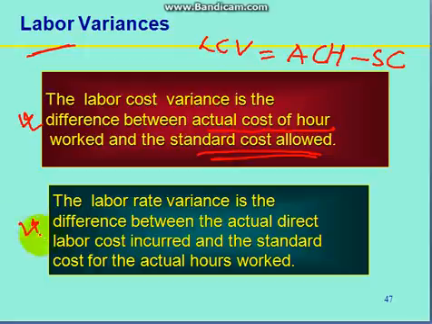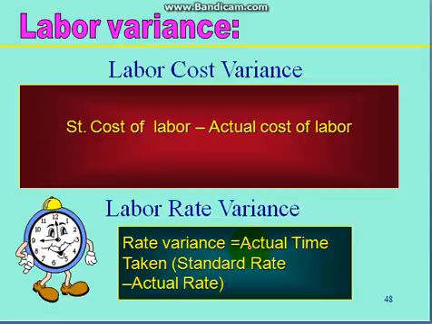So the labor rate variance is actually the difference between the actual direct labor cost which is incurred and the standard cost of labor hours worked. So these labor variances are very important. Let us take first labor cost variance. So labor cost variance formula is standard cost of labor minus actual cost of labor. That is going to give you labor cost variance.